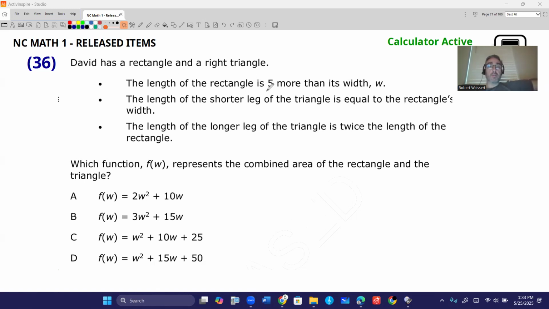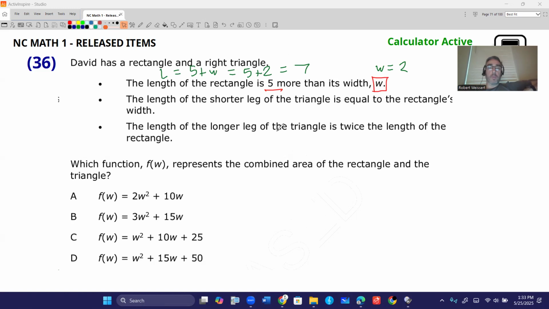The length of the rectangle is 5 more than its width, W. Start with an easy number to work with. Let's call your width, give me a number, so let's call it 2. All right, so if I know my width is 2, and I know my length is going to be 5 more than the width, so 5 plus W, 5 plus 2, that's going to be 7. So I now have my length as 7 and my width as 2.